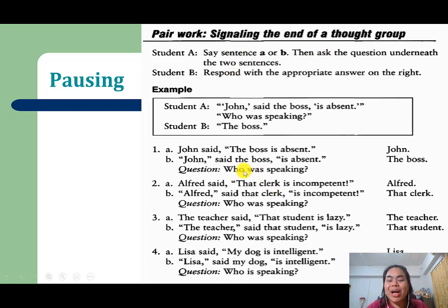Such as like number 1, John said the boss is absent. It means John is an employee, right? And his boss maybe is going somewhere and he's delighted that actually there's no boss here, so he can do anything he wants, right? But if it says, John, said the boss, is absent, this means the boss is there but not the employees, not John, okay? So the boss is complaining that John is absent and not there.